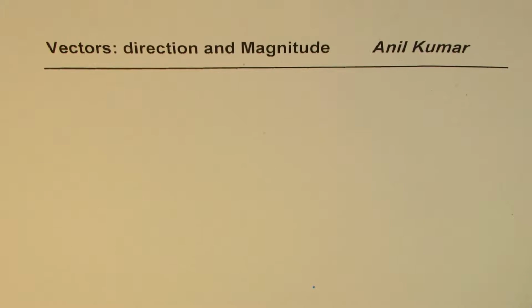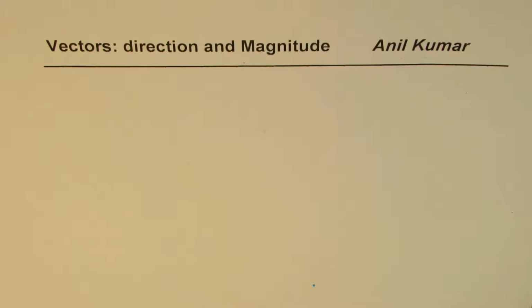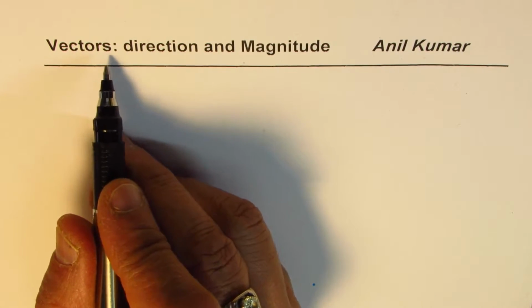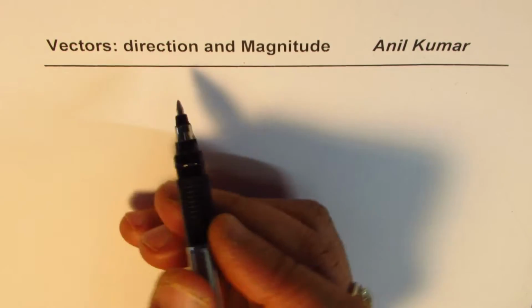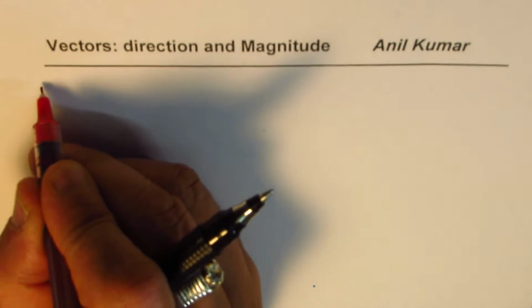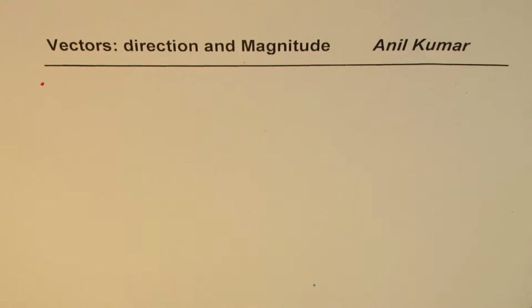I'm Anil Kumar, and in this video, we'll take a few examples to understand direction and magnitude of vectors. Well, as you know, what are vectors? Vectors are quantities which have both direction and magnitude. That's what we say, right? So let me give you a few examples and then we'll try to understand how to represent these vectors.